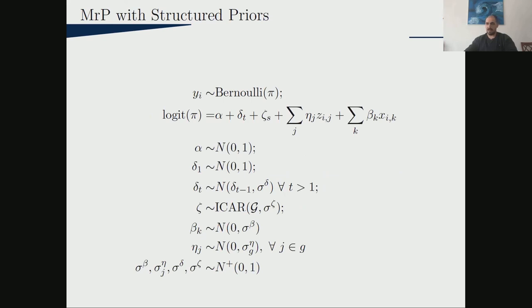So, again, quick formulae for the various models. So this is your MRP with structured priors: a global intercept, a time component, which has a random walk prior, a state component, which has an intrinsic conditionally autoregressive prior, some random effects, and some fixed effects of the sort that we described earlier.